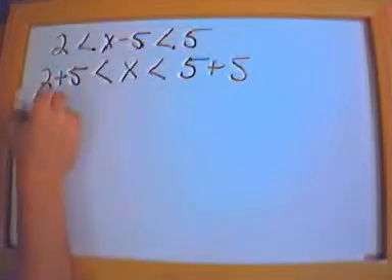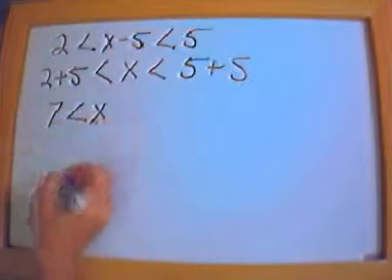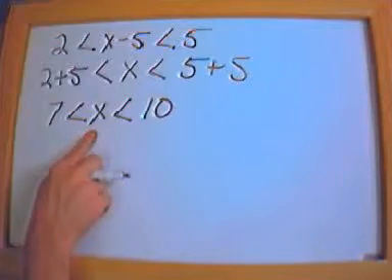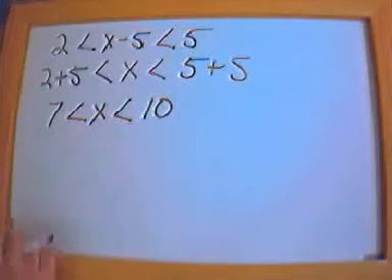Okay. On the left, I'm going to have 7. In the middle, I'm going to have x. And over here on the right, I'm going to have 10. So x is greater than 7, less than 10.